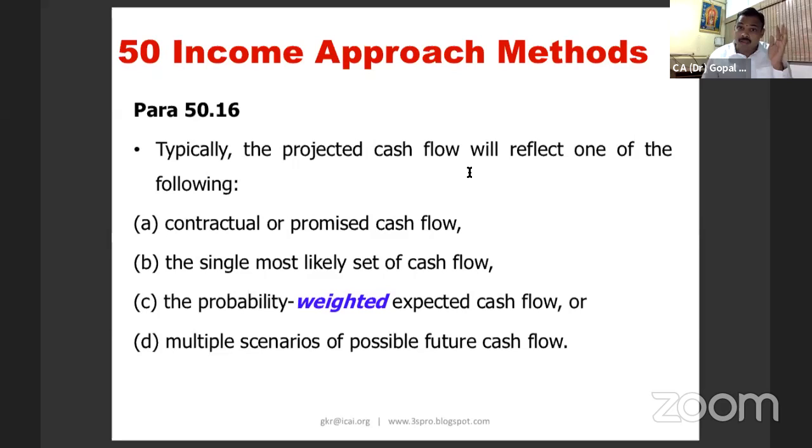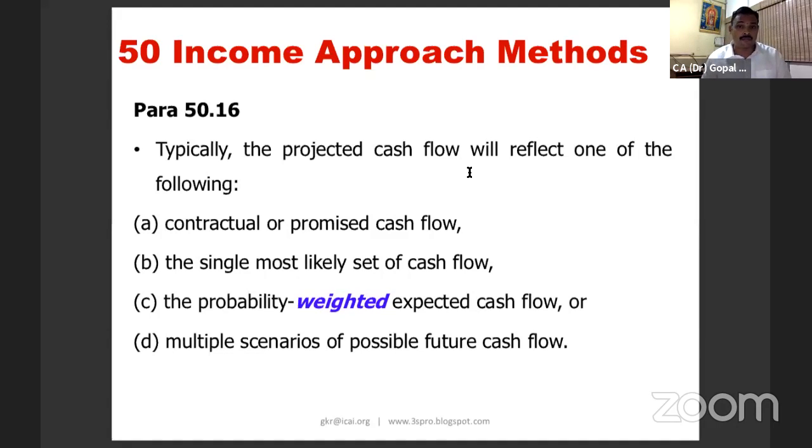Scenario 1, pessimistic. Scenario 2, optimistic. Scenario 3, most likely. Give weightage: 20%, 20%, 60%. Then find the expected value. That is also expected cash flow. That is also correct. Multiple scenarios of possible future cash flows.